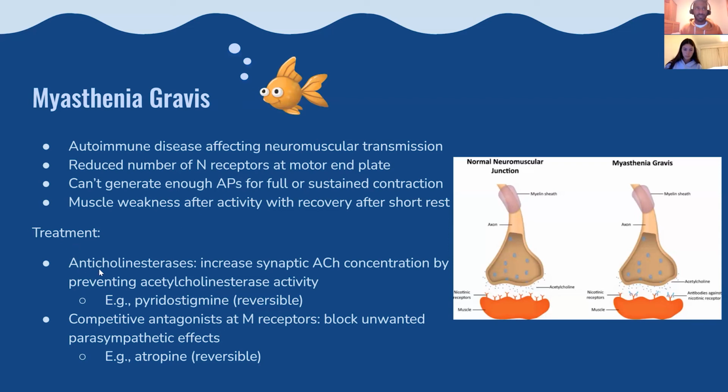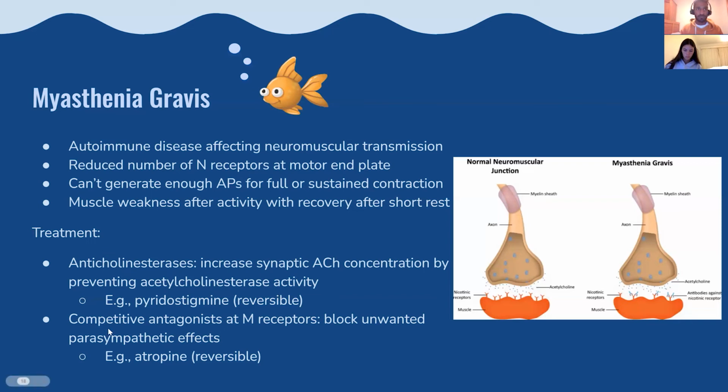Well, we treat it with anticholinesterases. Remember, cholinesterases break down acetylcholine. So anticholinesterases will inhibit that breakdown, and that will increase the concentration of acetylcholine in the synapse by preventing the activity of those enzymes. An example of an anticholinesterase is pyridostigmine, and that's reversible.